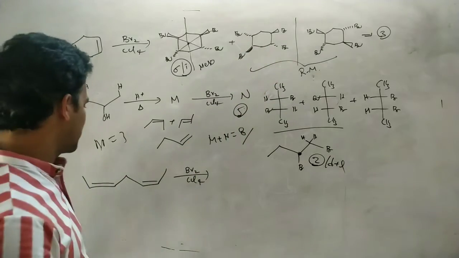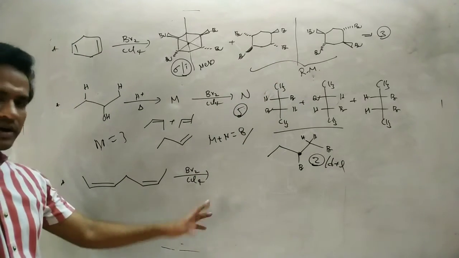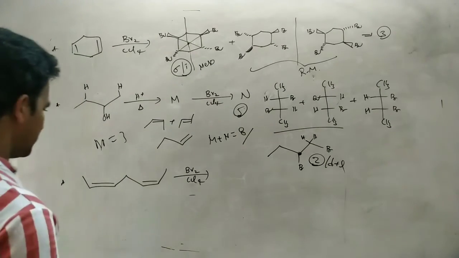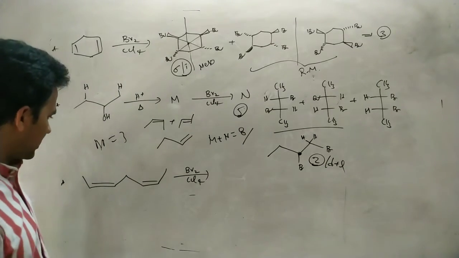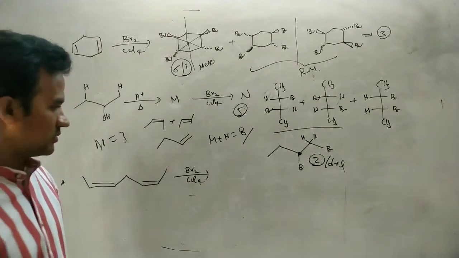Okay, that's it. Now coming to this one, it is an open chain diene. On bromine addition, how many products are possible? Next, let us discuss this question. In this case, anti-addition about this double bond, anti-addition about this double bond.